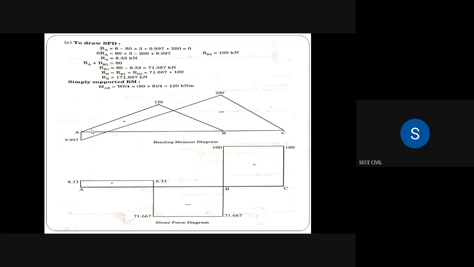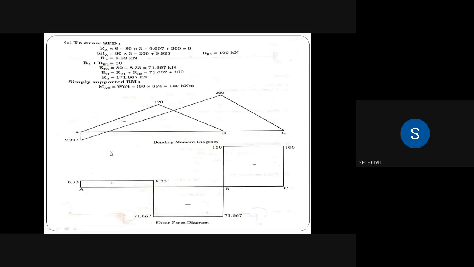So this diagram is the bending moment based on simply supported. Okay. So this is the simply supported bending. And we also calculated the final bending moment values. So by using that value also, we can draw the bending moment. So what is the value of MAB? MAB is equal to 9.997 kilonewton meter. This is the final moment.